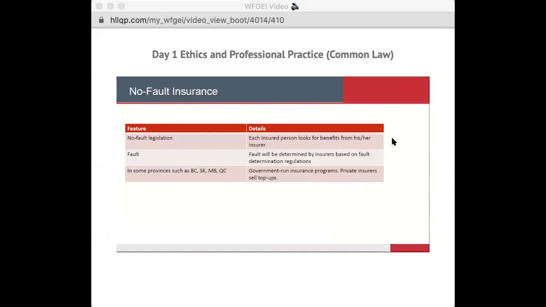Okay, so as it says, in some provinces such as BC, Saskatchewan, Manitoba, QC, they have their own government-run insurance programs, and the private insurance simply tops it up. In other words, the provinces will cover you up to a certain point, and then with the private insurance company you can top it up. In other words, if you want extra coverage, you can go to the private insurance company to do that as well. Okay.